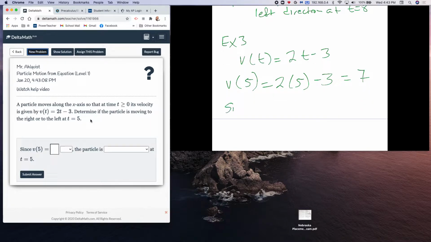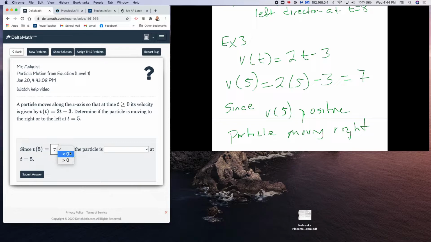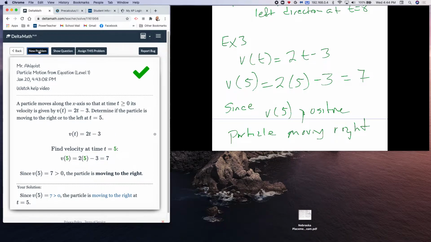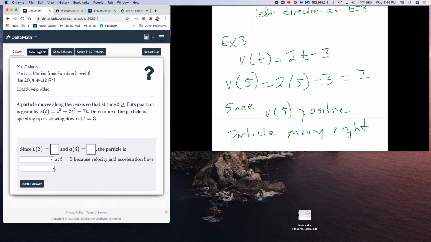So since v of 5 is positive, according to the chart, the particle is moving to the right. If you look back at that chart you wrote at the beginning, the particle would be moving to the right. So since that's 7, it's greater than 0, the particle is moving to the right. Okay, so hopefully that will cover all of the problems that you need to do.